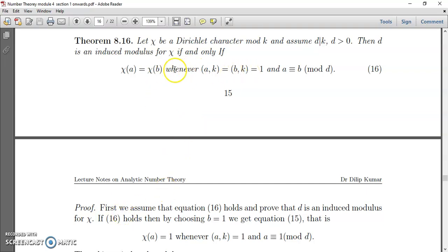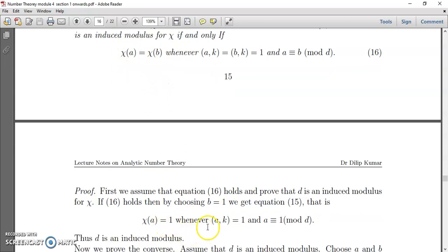The proof is very simple, because if we put b equal to 1 here, then chi of 1 is actually 1. So chi of a will become equal to 1, whenever GCD of (a, k) is equal to GCD of (b, k), which is 1. So GCD of (a, k) is 1 and a is equal to 1 mod d. This is actually the definition for the induced modulus. So d is clearly an induced modulus for chi.